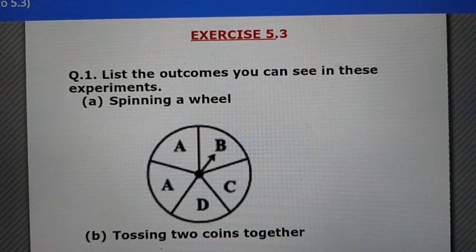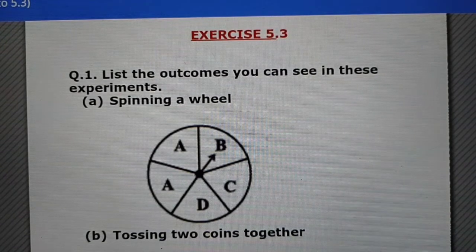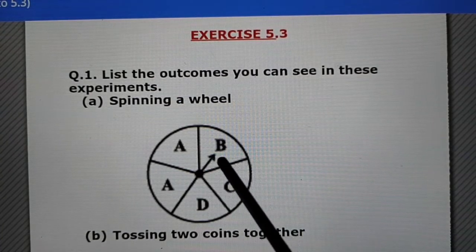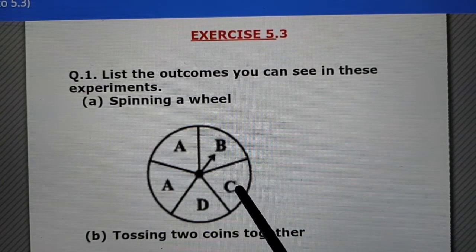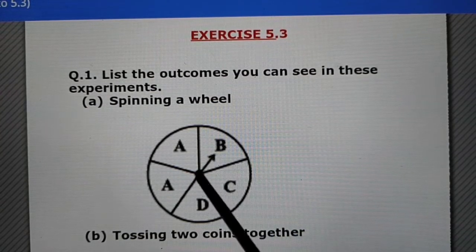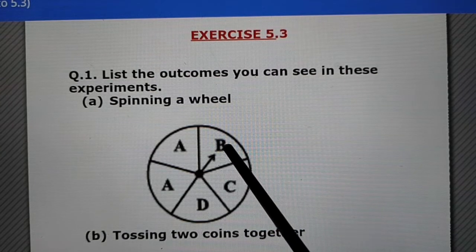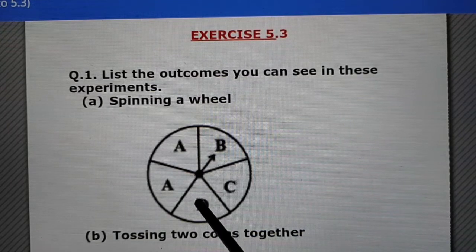Now, in this exercise, our first question is: list the outcomes you see in these experiments. Which kind of experiment? Spinning a wheel. If we spin a wheel, maybe with the arrow, when the arrow comes at B, that is our chance of getting B if we require B. The arrow can be at C, at D or at A. When we rotate such wheels, any outcome can happen, either A or B or C or D.